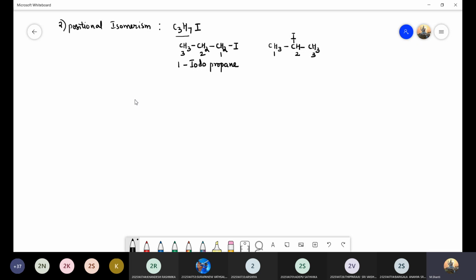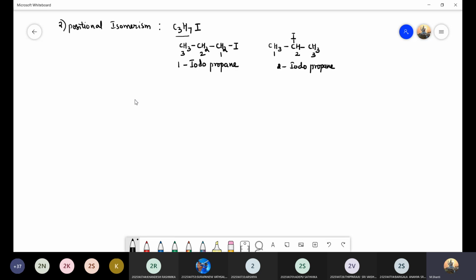And how about the second structure? 2-iodopropane. Why is it taking such a long time? Can I call them positional isomers? Yes, ma'am. Here you can see there is a difference in the position of the iodine. In the first structure, it is attached to the C1 carbon, in the second structure to the C2 carbon. Since these differ in the position of the substituent to which it is attached, these isomers are called positional isomers.